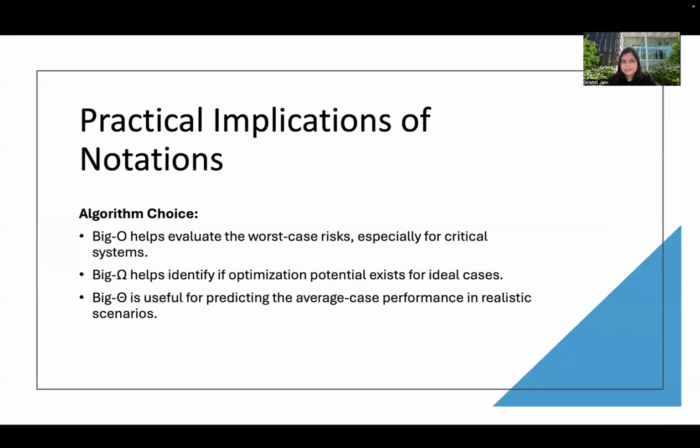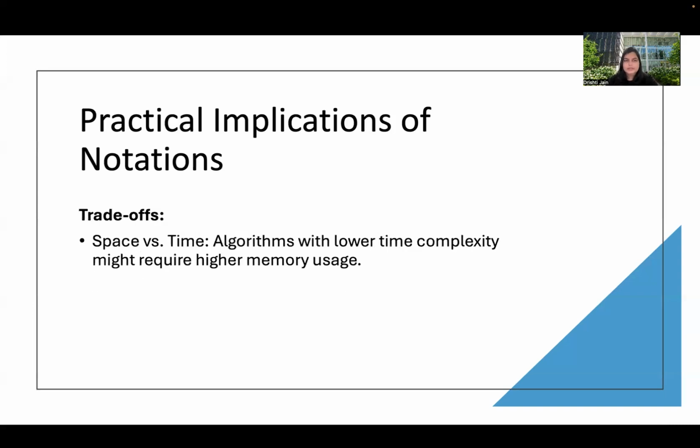Let's talk about the practical implications of notations. When you have to identify the worst case risks, especially for critical systems, you go with big O. Then the big omega helps identify if the optimal potential exists for ideal cases or not. And big theta is useful for predicting the average case performance in realistic scenarios. Now, whenever you're working with notations, the trade-off that you have to think about is the space versus the time trade-off. Algorithms with lower time complexity might require higher memory usage.